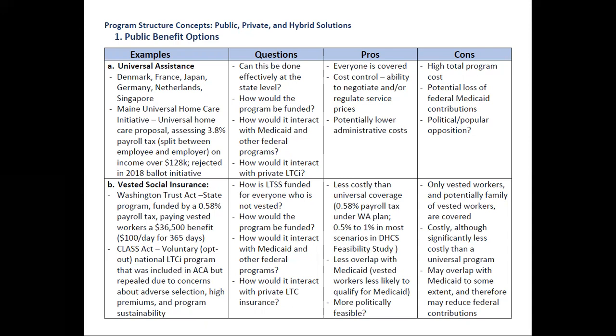The most recent example of that is the Washington Trust Act, which we covered in depth at the last task force meeting. Another famous example is the CLASS Act, which was a voluntary long-term care insurance program which passed as part of the ACA, but it was never implemented and was repealed due to concerns about adverse selection, high premiums, and program sustainability. The voluntary nature of that program turned out to be a fatal flaw.